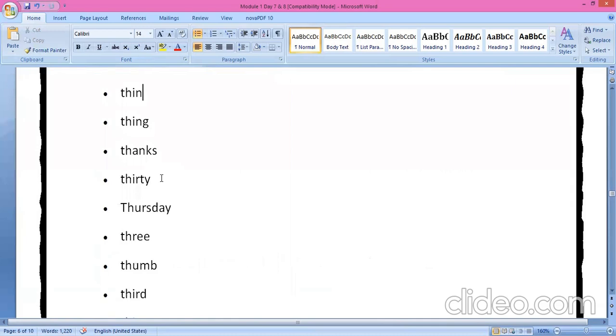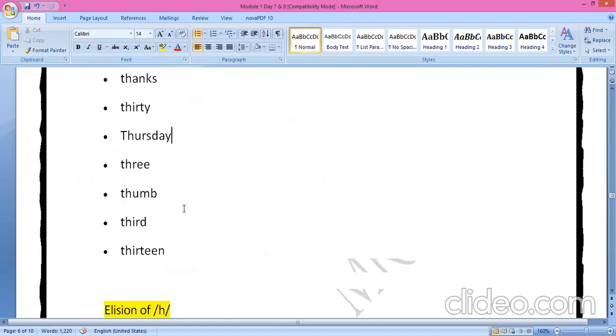Can you just read out all these? Thin, thick, thanks, thirty, Thursday, three. Thumb. B is silent. Whenever B is just after M, it will remain silent. And before T, again, B is silent. Yeah, next. Third.